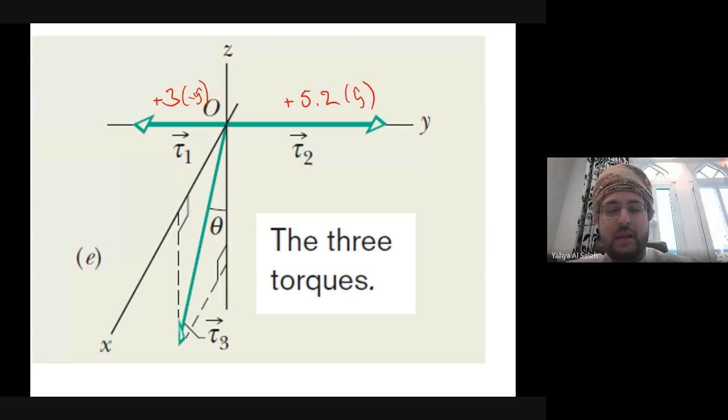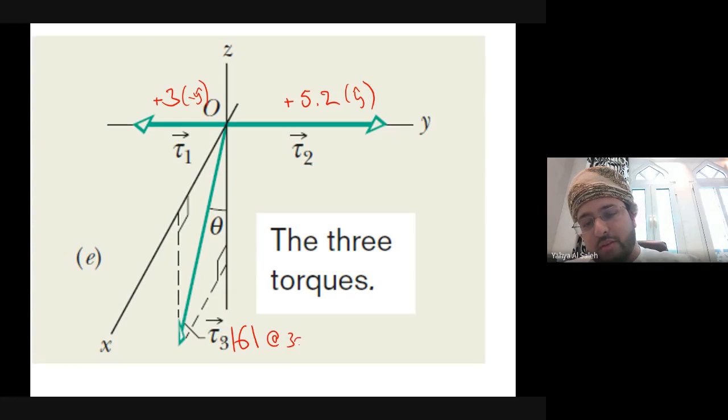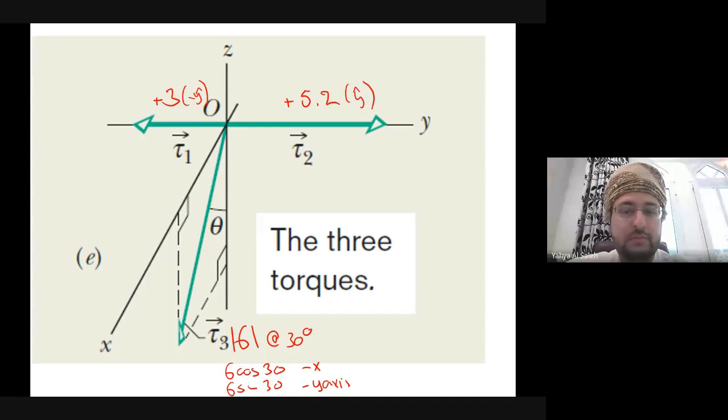And then I have 6, magnitude of 6 at 30 degrees, which means I have 6 cosine 30 in the x-axis and 6 sine 30 in the y-axis.